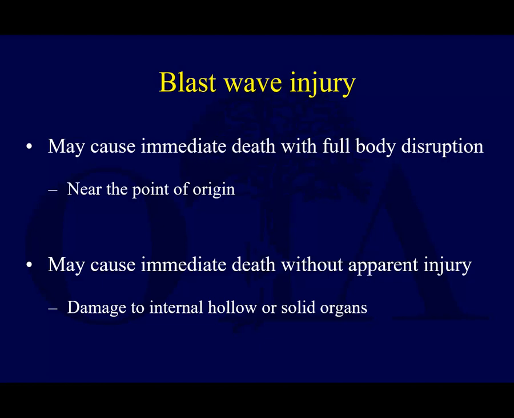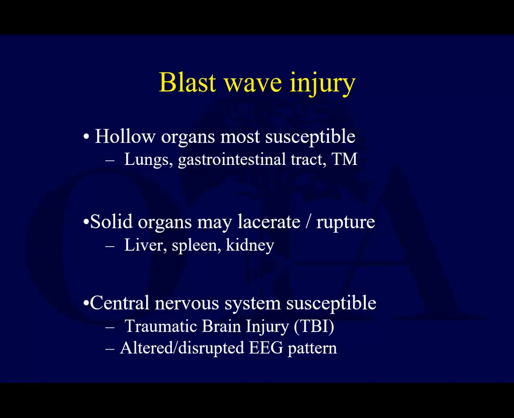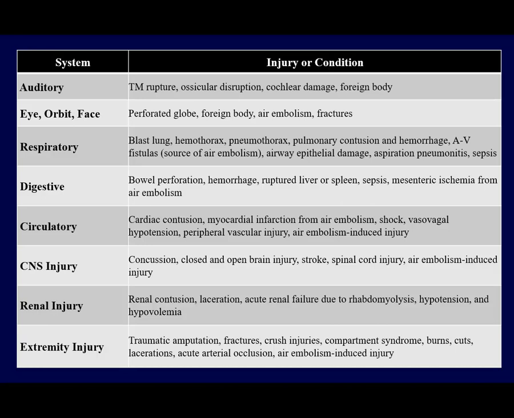There are areas of density differentials that are susceptible, especially air-filled organs or air-fluid interfaces. So hollow organs are most susceptible: lungs, GI tract. Solid organs can lacerate or rupture, like the liver, spleen, or kidney. And then you can also get traumatic brain injury from this blast wave injury as well. So here's a table. You can pause the video here if you want to look this over, going over all the injuries that can occur with each organ system.